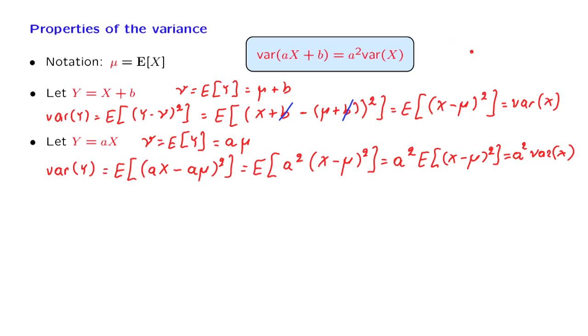As an example, the variance of, let's say, 3 minus 4X is going to be equal to minus 4 squared times the variance of X, which is 16 times the variance of X.